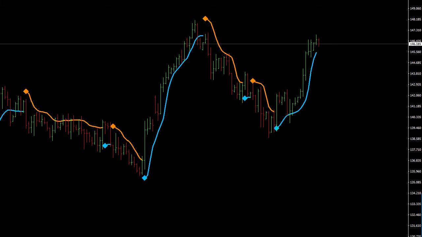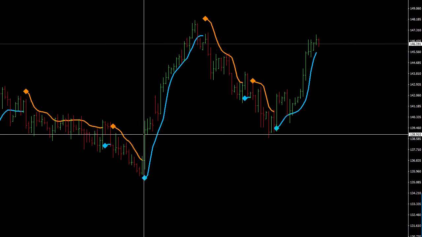Take one more look at a pair here. This is the pound against the Japanese yen. This is a beast sometimes to trade. So what do we have here? We've got the overall uptrend.